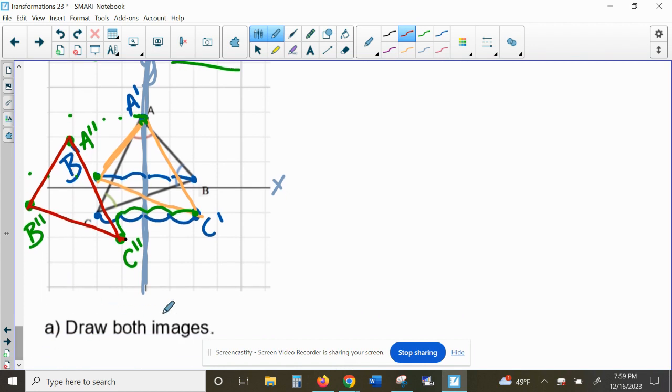And this one just says to draw both images. So I drew them. It's not asking us for the coordinates because some of these coordinates were not exactly on the grid, so we would have had to estimate. Remember, do all the ones on the right.